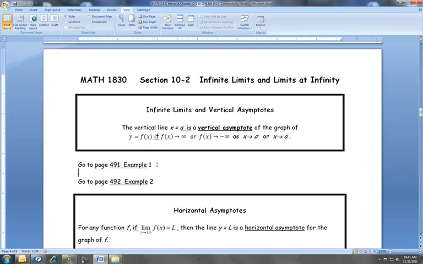Example 1 on page 491 and example 2 on page 492. So go and look at those. Stop me for a few minutes. Go look at them and see if you can recall your vertical asymptotes.